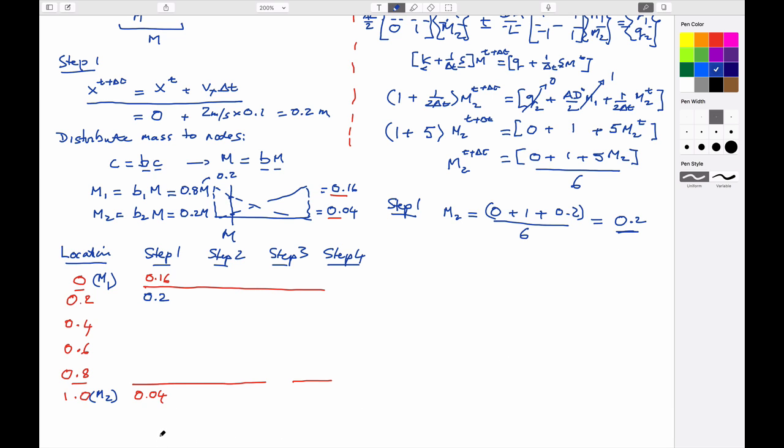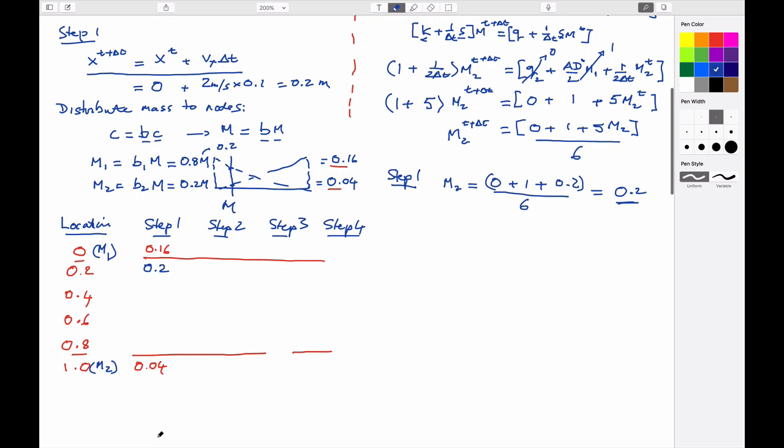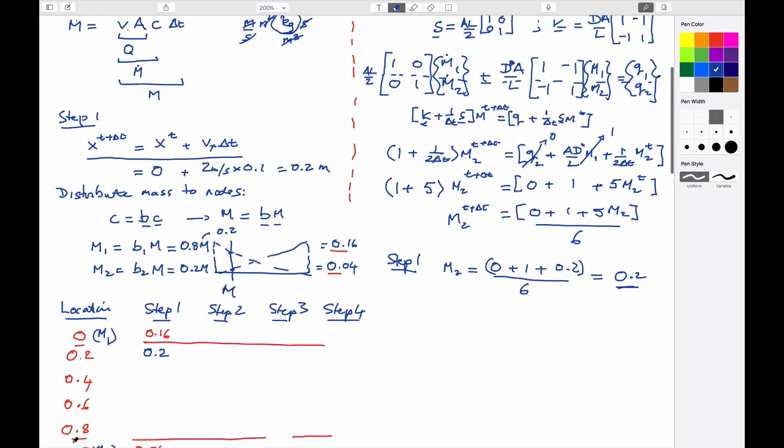And where am I going to write that? So maybe this is 0.2. So this is the solution. So now what we're going to do? No, too early.